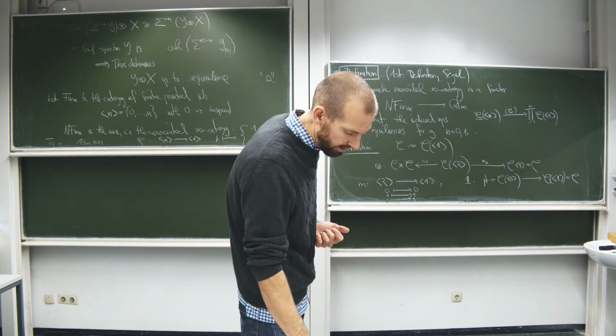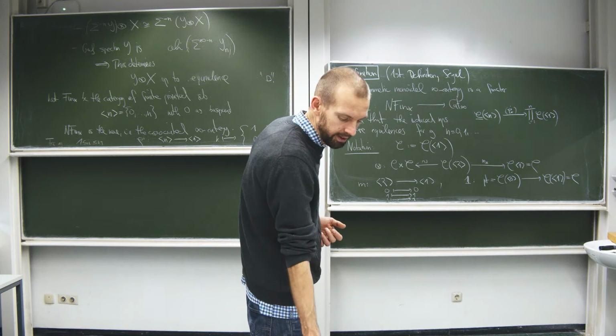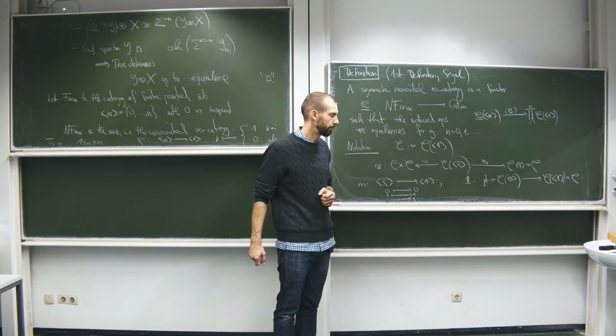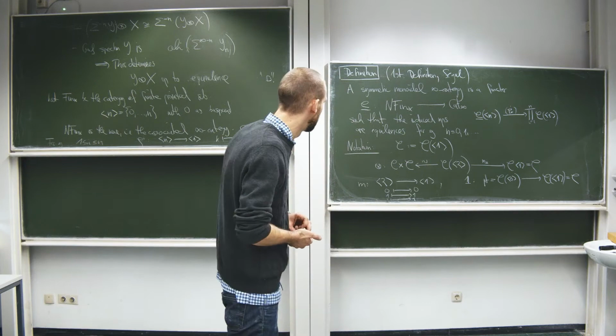And I guess this is not a real exercise, but if you haven't seen that, you should think about why this is associative, for example, this tensor product, how this comes out of the combinatorics, to get a little bit of a feel for the combinatorics of why this works.